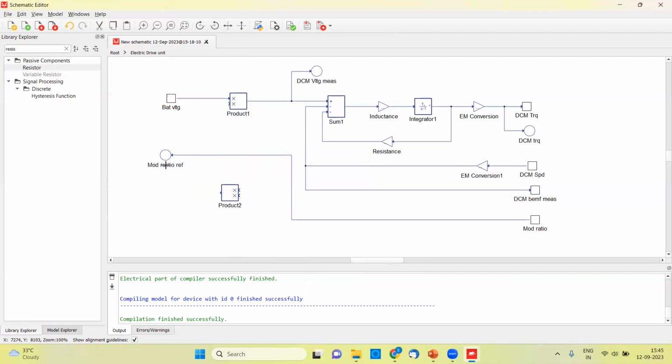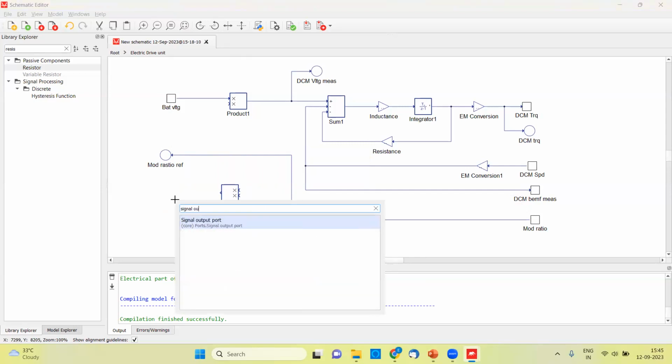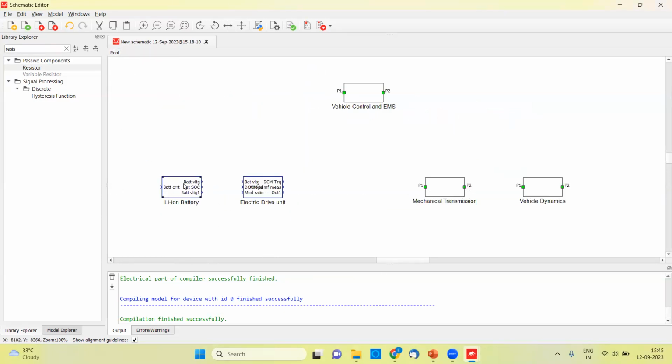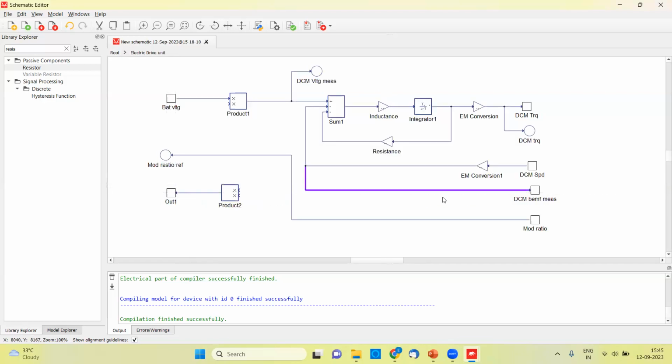Mod ratio reference. Now the output of this product block is going for a signal output, because something is getting generated out of this product block and it is going to go out of the subsystem into some other subsystem part. As you remember, there was one input coming to this lithium ion battery, that is the battery current. Using this mod ratio value, we are generating a battery current, and since the battery current is changing, the battery SOC will also change.